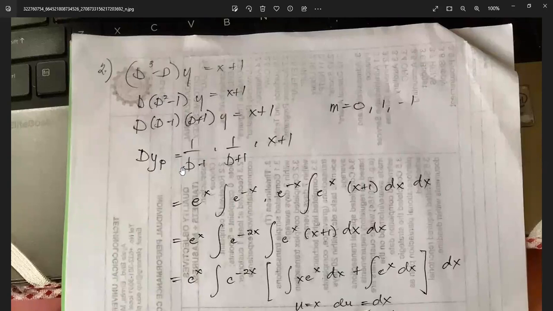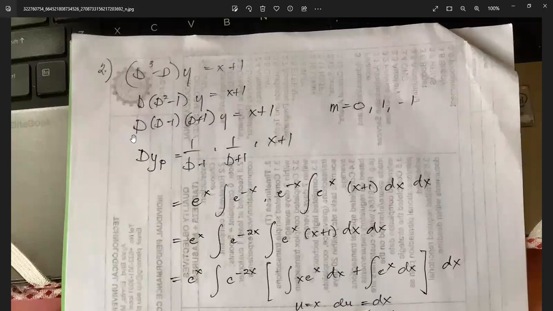If I may suggest, since you already have the x here, don't start with the 1 over D, the inverse operator, because it will increase the degree of the x. It will become x squared. Later on, when you have it integrated together with an exponential function, due to this D minus 1 and D plus 1, you will need to integrate by parts twice. That would be really very cumbersome.